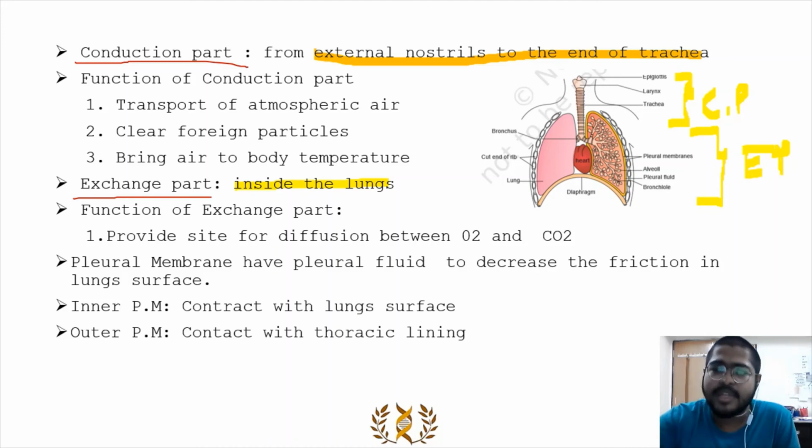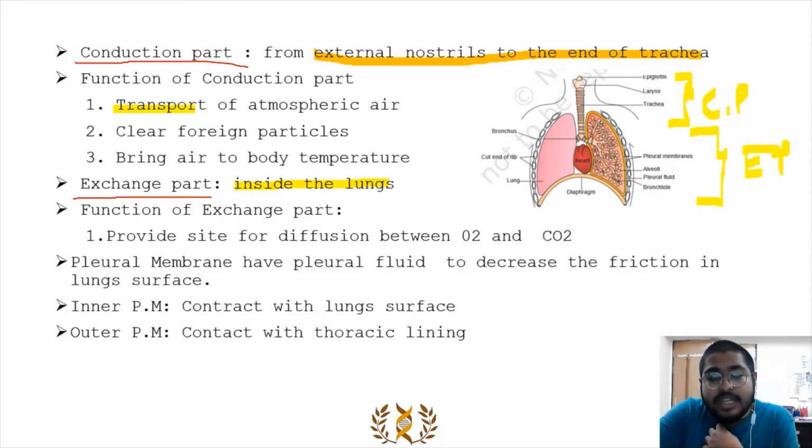Now, how do you remember this? Remember it by the name. Conduction part means it conducts the atmospheric air. It acts as a host for the atmospheric air. What acts? The whole structure from the nose to the end of the trachea where it divides. So what is the function of the conduction part? It has three major functions. The first one is to transport. Basically, the air we inhale, it transports to the exchange part, the most important one.